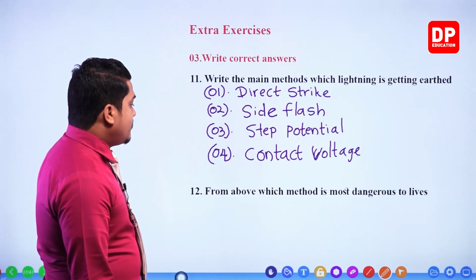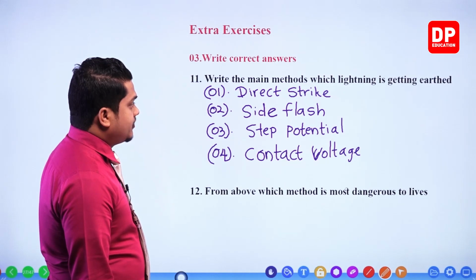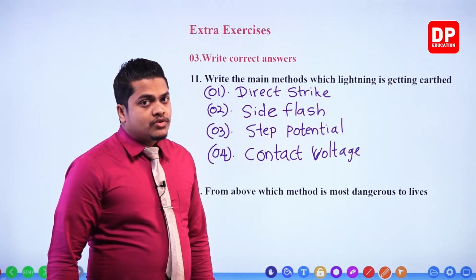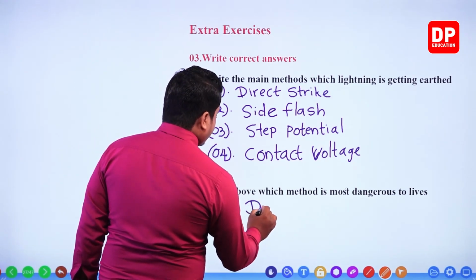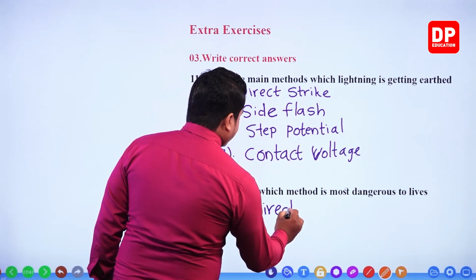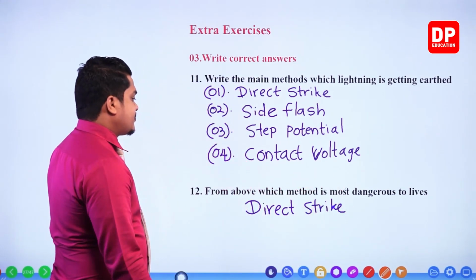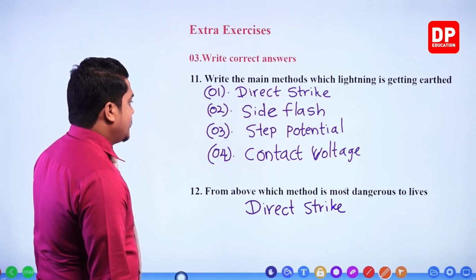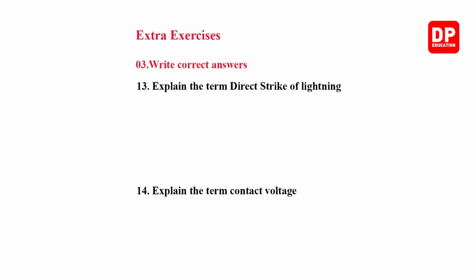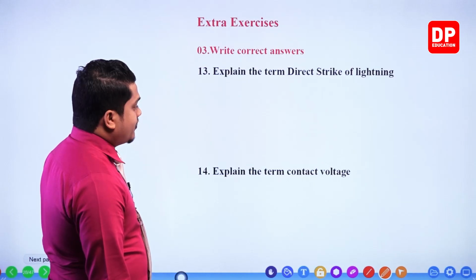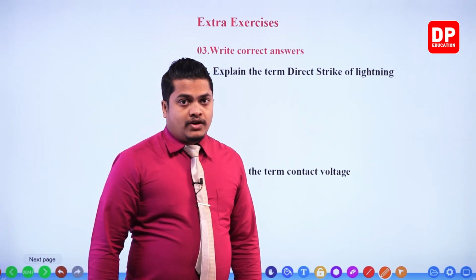Next one, from above, which method is most dangerous to lives? Which one? Direct strike is the most dangerous one, my dear children. So direct strike. Direct strike is the answer. Right. Then the next question, question number 13. Explain the term direct strike of lightning. Direct strike of lightning. What will happen?